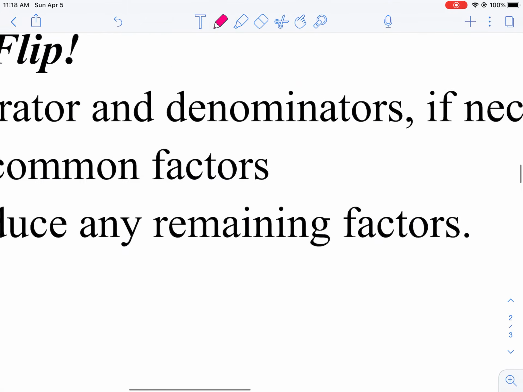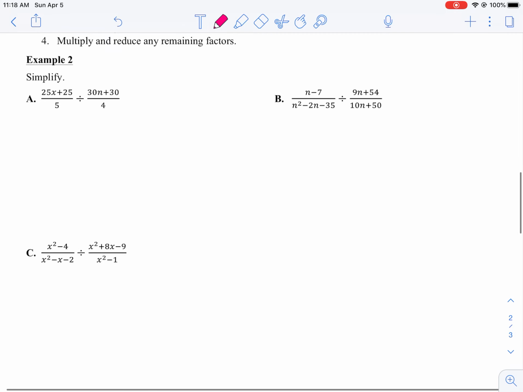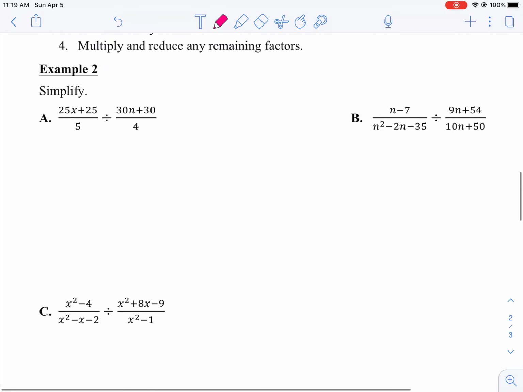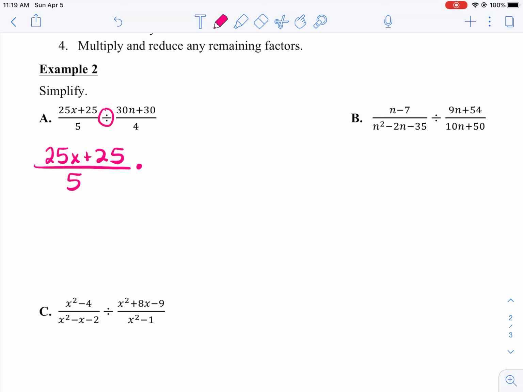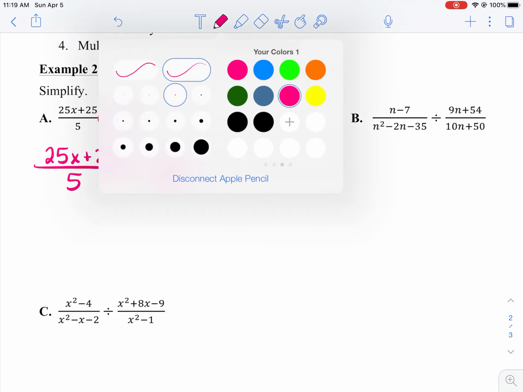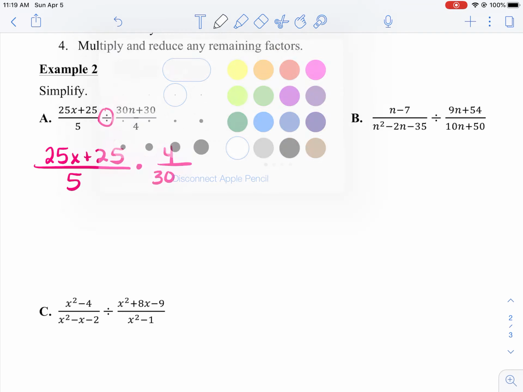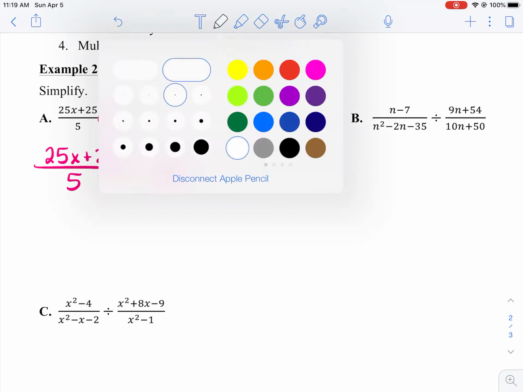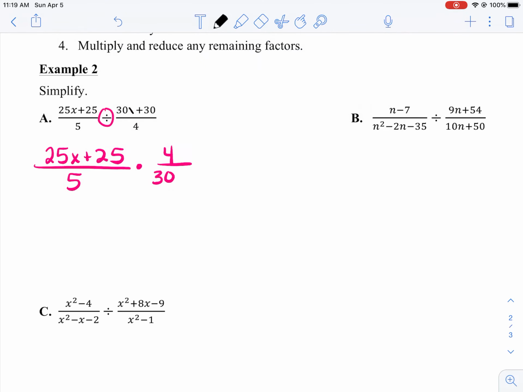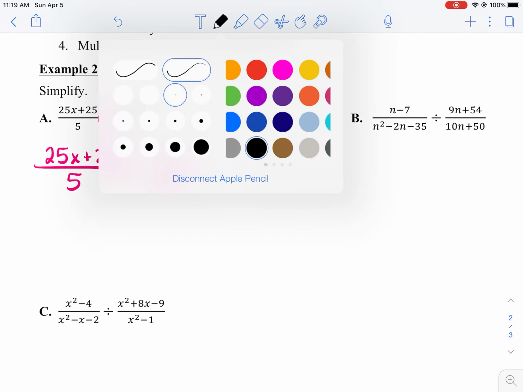All right, so I want you to physically flip these problems when you do them also. I don't want you to try and do it mentally. All right, so this first problem, I'm going to keep the first fraction the same. I'm going to change the division sign to multiplication, and I'm going to flip the second fraction. And that should be an X. Sorry, I'm finding a couple mistakes on this one. That should be an X right there.